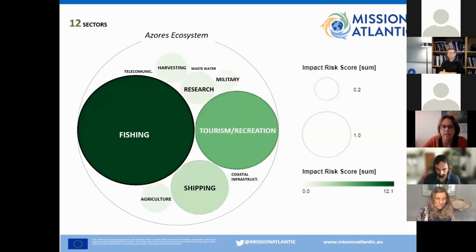When we look at our sectors, we looked upon 12 sectors, and the main risks were associated with fishing, tourism and recreation, and shipping. With also some emergent sectors coming out, such as research, military, and harvesting.